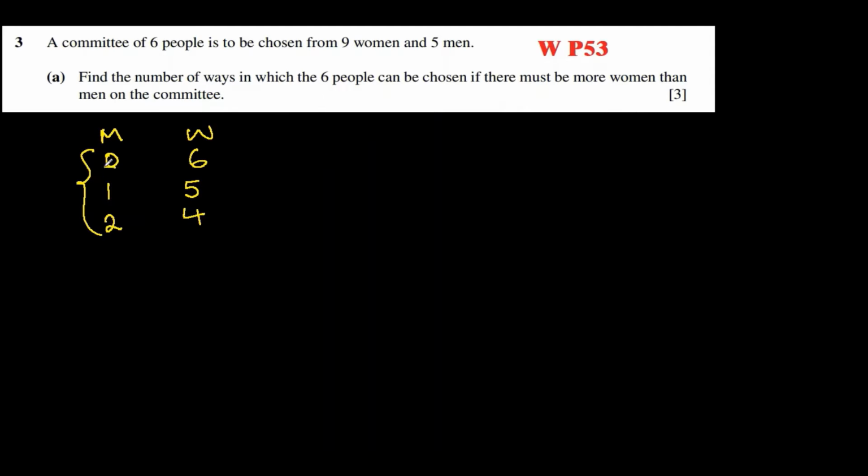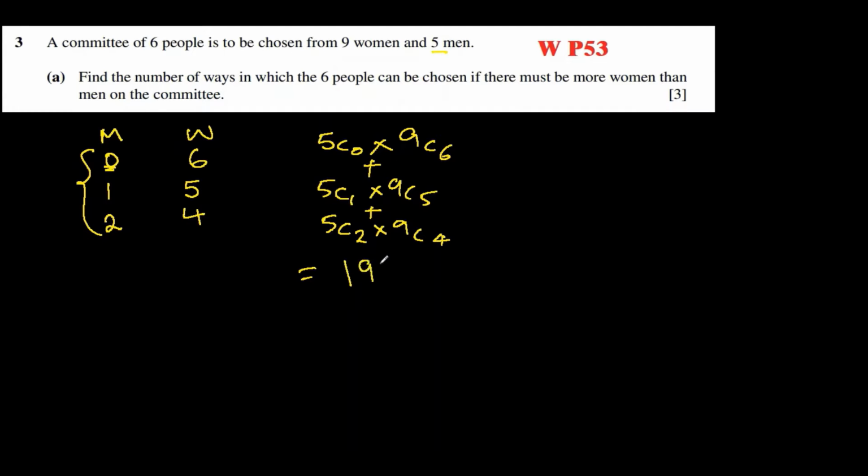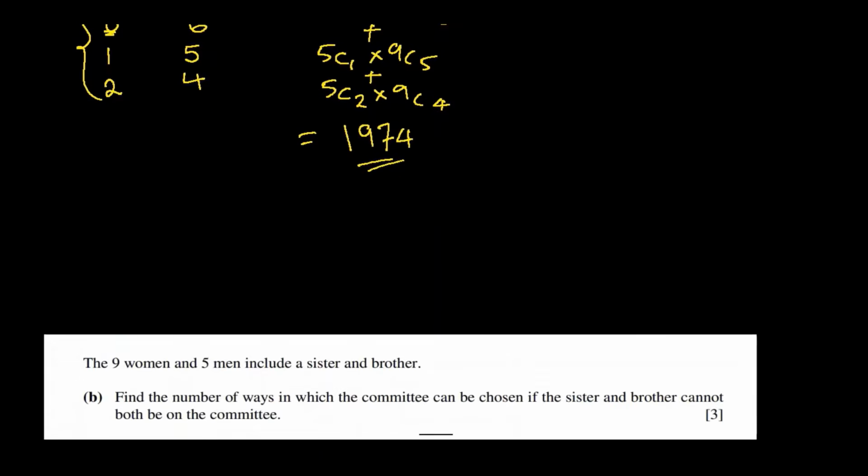So we have to select no men out of how many? 5 men. So it will be 5C0 multiplied by 9C6. Second will be 5C1 multiplied by 9C5. And 5C2 multiplied by 9C4. Just multiply them and add, we will get our answer. When I use my calculator, I got 1974.